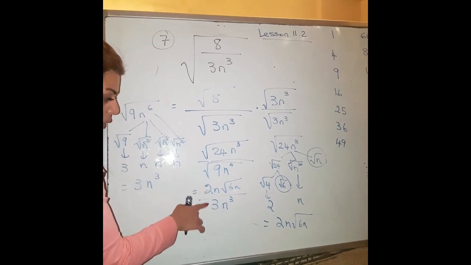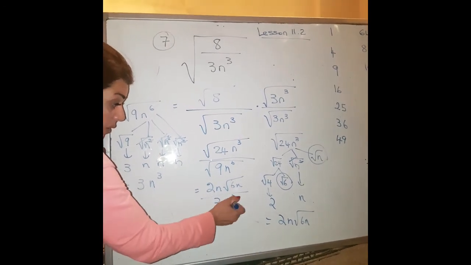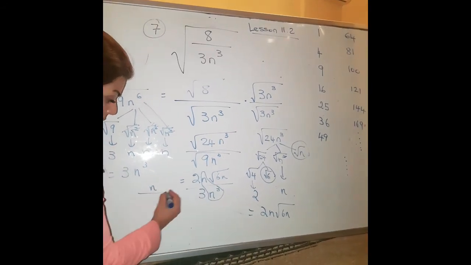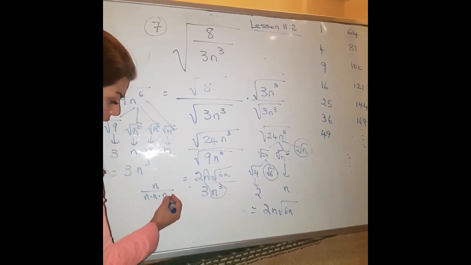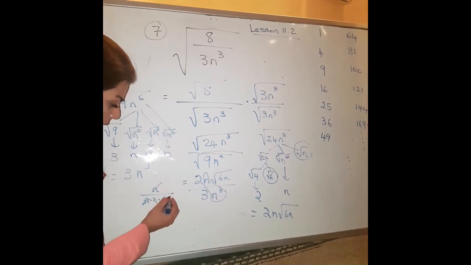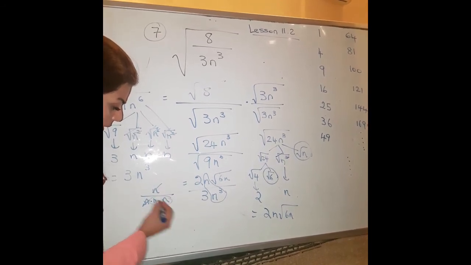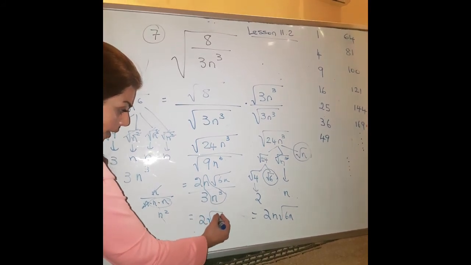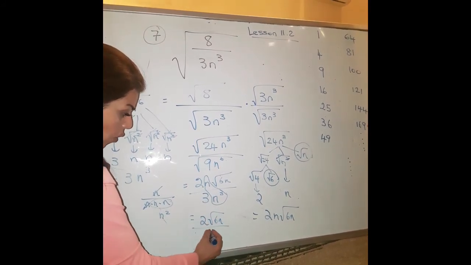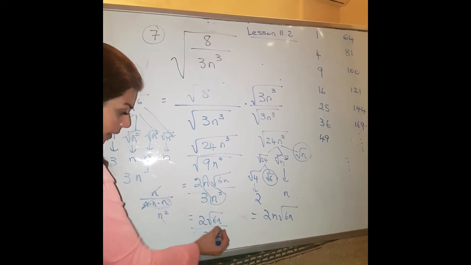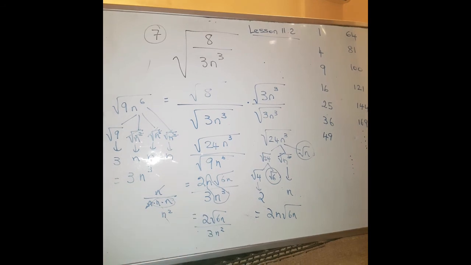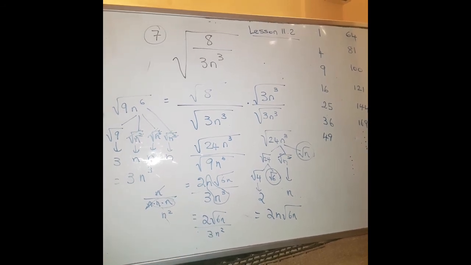Can I simplify 2 and 3? I can, but my n's are common. So I have 1 at the top and 3 at the bottom. N times n times n. I cancel off one of them. How many are left? N to the second as a denominator. So my answer is 2 radical 6n over 3n to the second. I cannot simplify what's in my radical with a whole number that's outside.